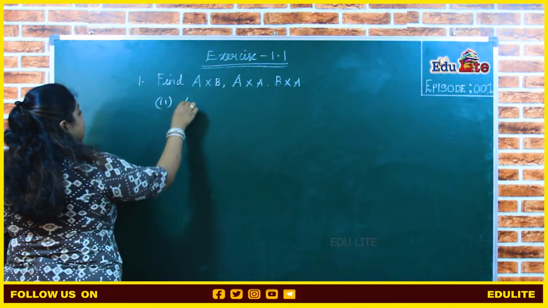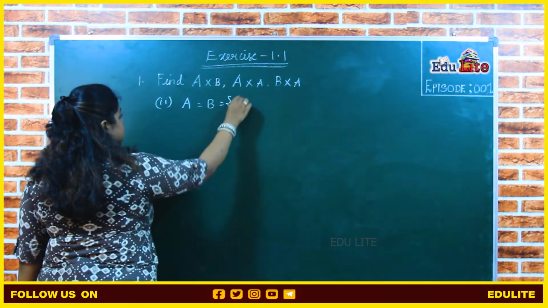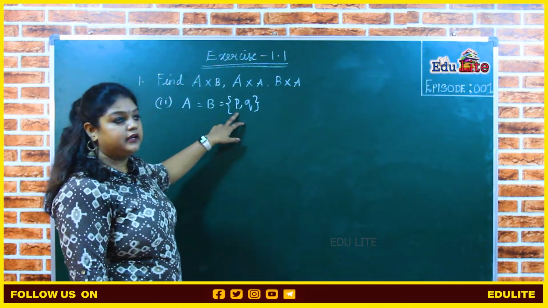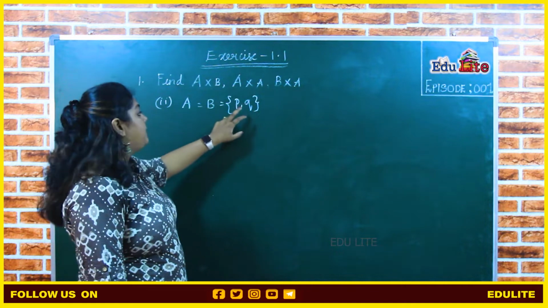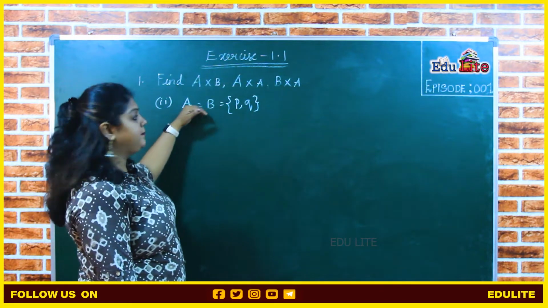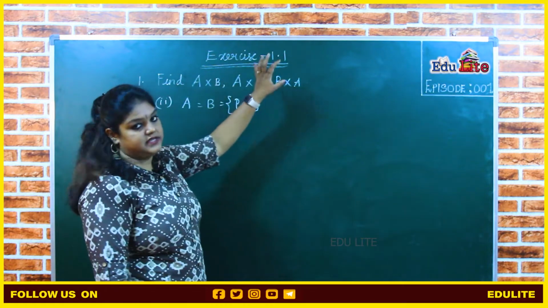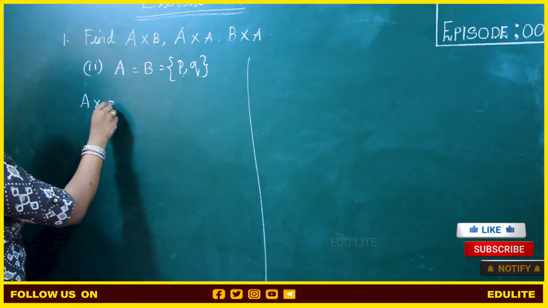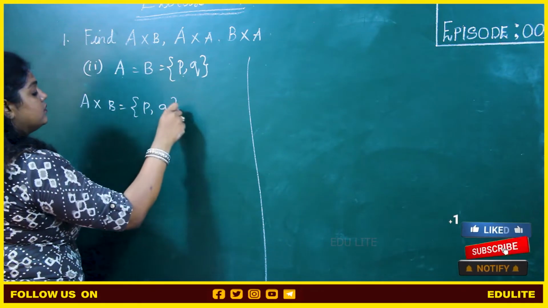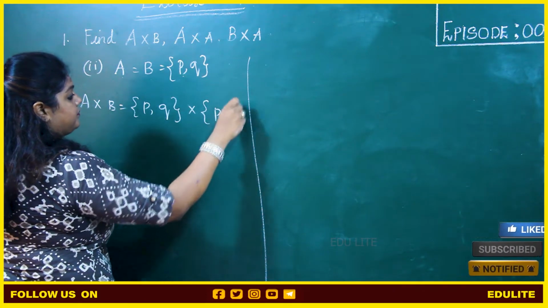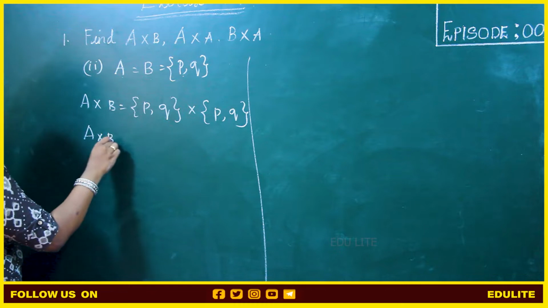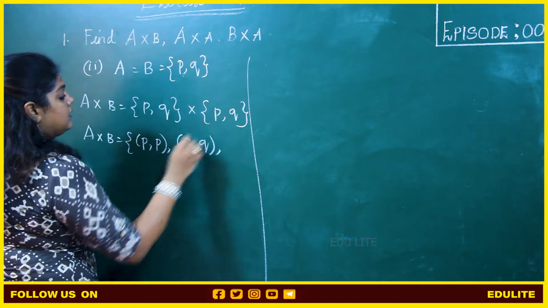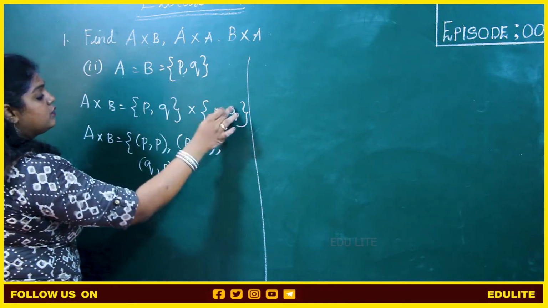Second subdivision, it is given as A equals B equals {P, Q}. What does it mean? The set A also represents the elements P and Q, and the set B also represents the elements P and Q. And for these two sets A and B, we have to find out A cross B, A cross A and B cross A. We'll do one by one. First, A cross B, {P, Q} cross {P, Q}. So it can be written as A cross B equals {(P, P), (P, Q), (Q, P), (Q, Q)}.